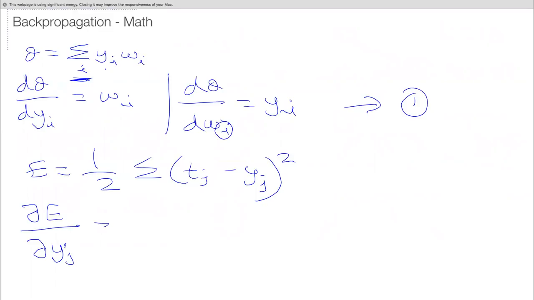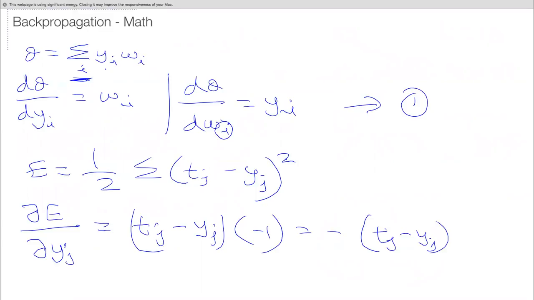That's the question I'm asking, which is this 2 comes here, and 2 gets cancelled out. So this is nothing but minus Tj minus Yj. So we'll remember these two equations. In equation 1, derivative of theta with respect to Yi will be the weight. Derivative of the weight will be Yi. In equation 2, the derivative of error with respect to the output Yj will be minus target value minus Yj. So far, so good. Will you remember this?